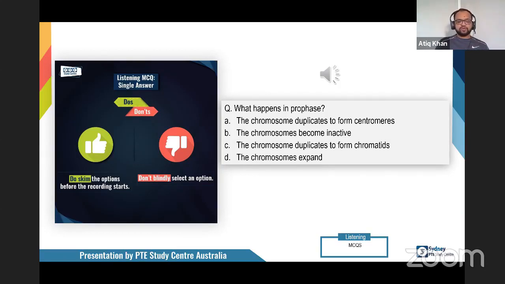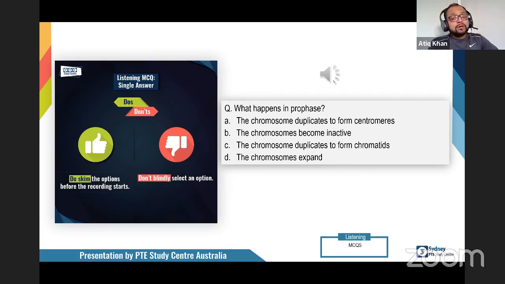Okay, so we ought to read the question and then read the options and just scan through them quickly, just so that we are aware of what's coming next. Okay, and then when the recording is playing, just make sure that you focus only on parts of the recording that's focusing on the question itself. Okay, so the question right here is asking what happens in prophase. So we ought to find information that relates to prophase.